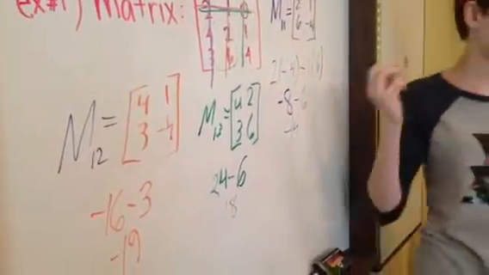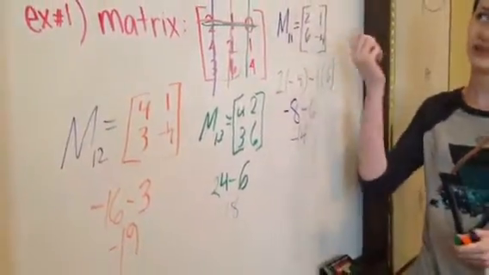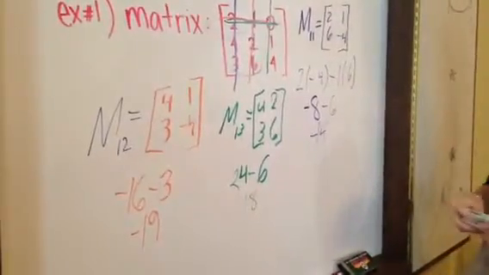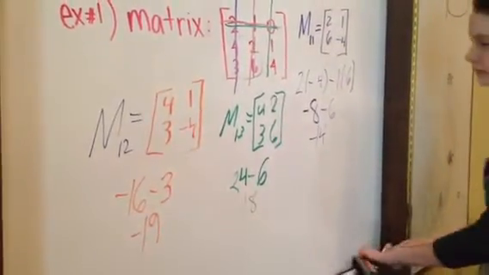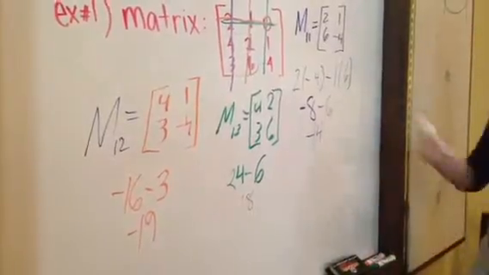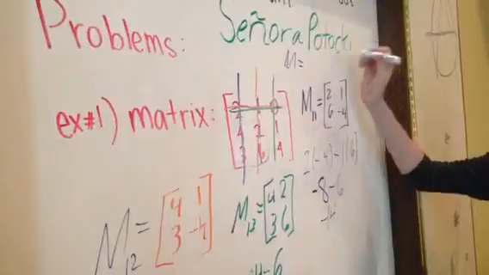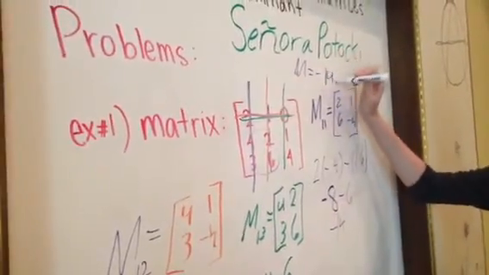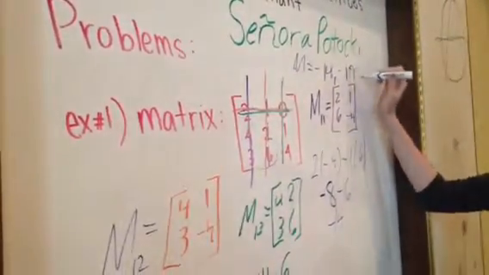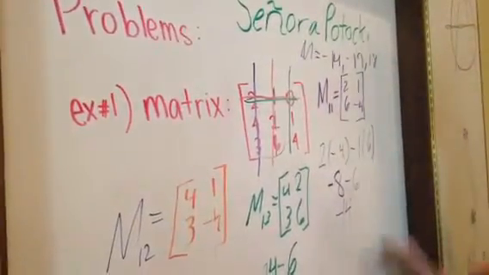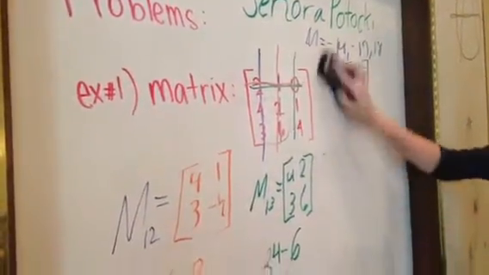Now we only need 3 minors to help us find the determinant, which we find after we find the cofactors. So we know that our minors are -14, -19, and 18. So now we're going to find our cofactors.